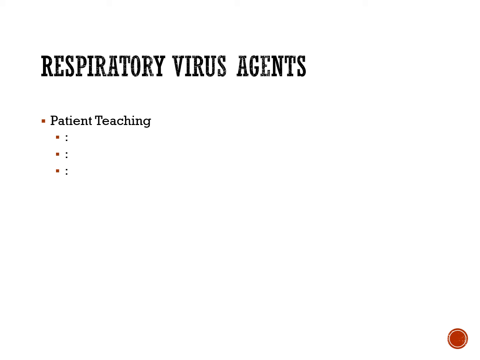Patient teaching. This is the big thing with oseltamivir or any of these respiratory viral agents. We need to begin treatment within 48 hours or about 2 days of onset of symptoms. It's not a substitute for the flu vaccine. It's still recommended they get a flu vaccine every year. You don't just say, hey, if I get the flu, I'm going to take Tamiflu. It doesn't really work that way. And of course, just like antibiotics, they need to take the full course.